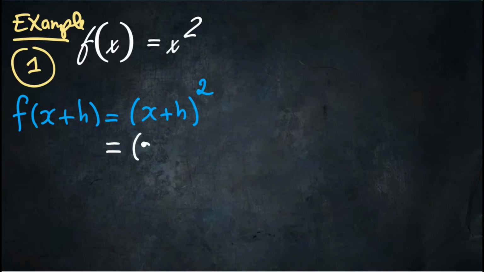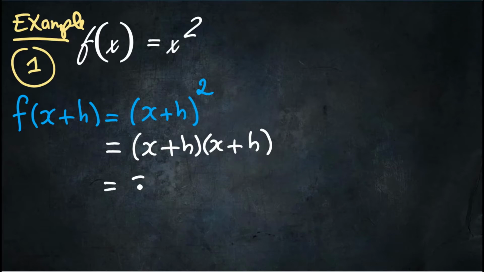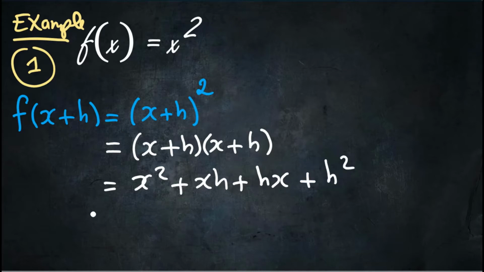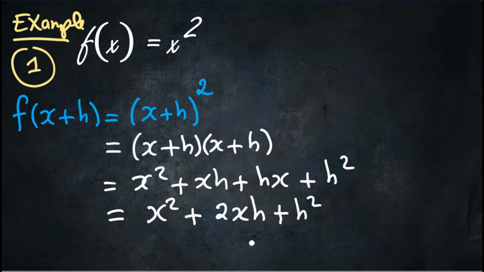X plus h squared is x plus h times x plus h. X times x is x squared, plus x times h is xh, plus h times x is hx or xh, plus h times h, h squared. We can simplify this. Xh plus hx is 2xh or 2hx plus h squared.